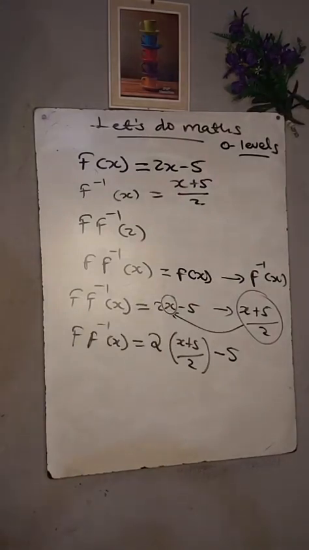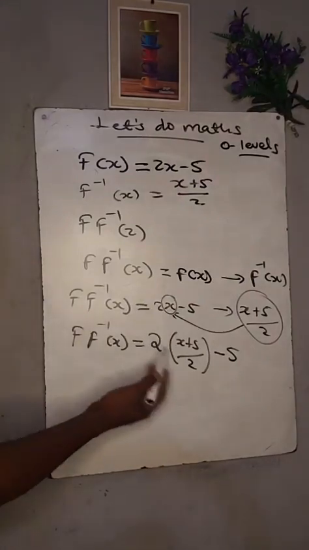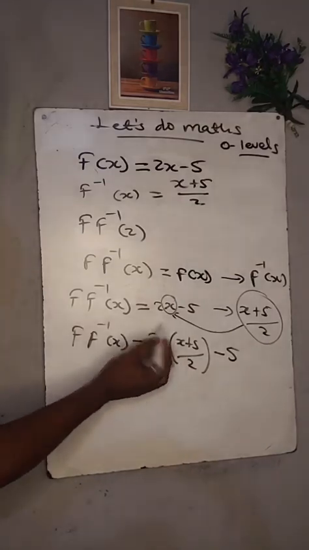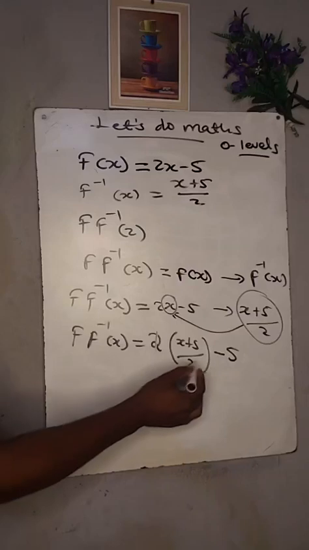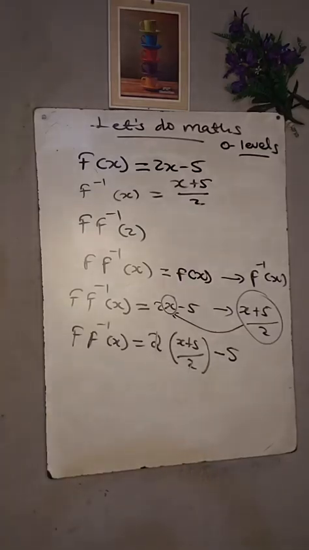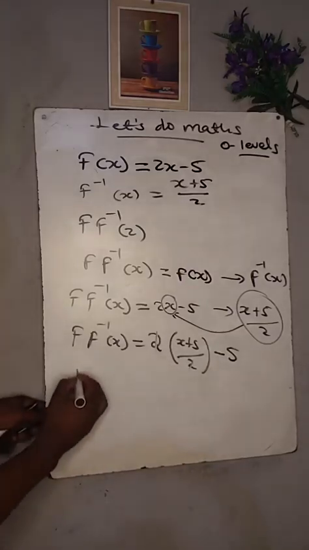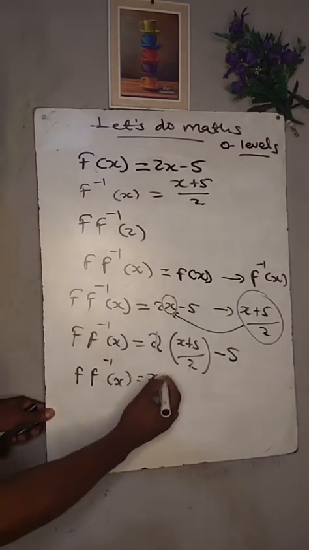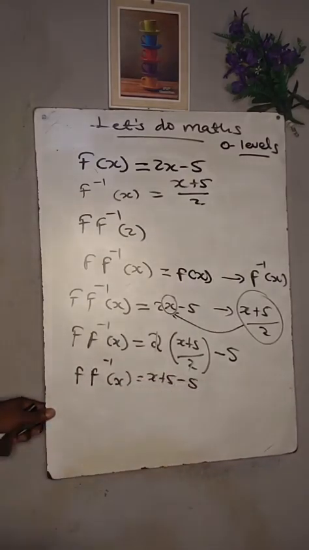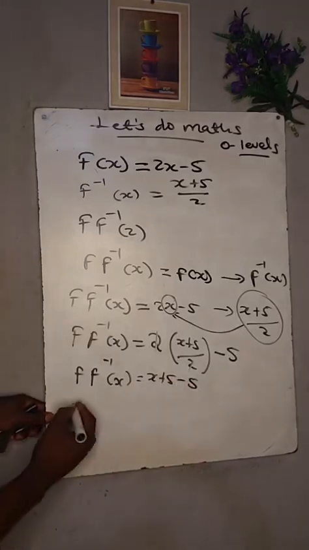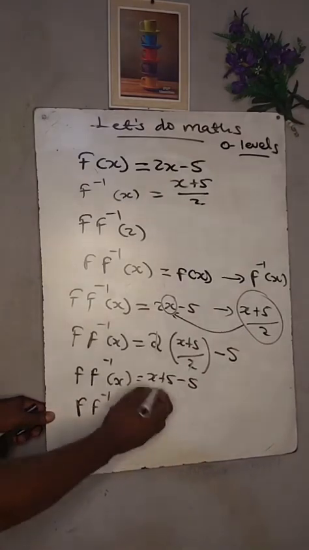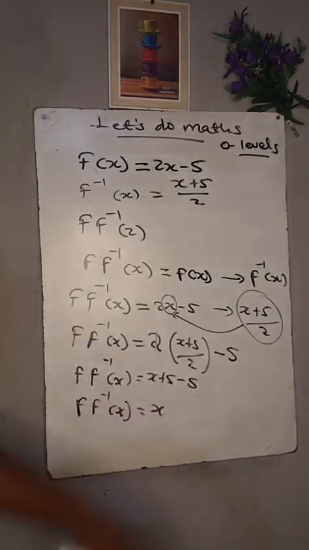Then, since I'm multiplying 2 with everything that is in the bracket, it's easy to just say 2 there 1, 2 there 1. So we cancel out 2. Then the f inverse of f of x is equal to x plus 5 minus 5. Then we say f inverse of f of x is equal to x, because 5 minus 5 is 0. x plus 0 is x.